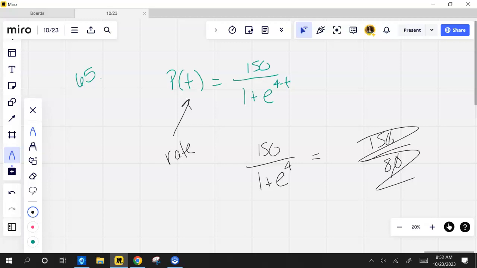You said 66? Yeah, hold off on that one for just a bit. Put a pin in it.